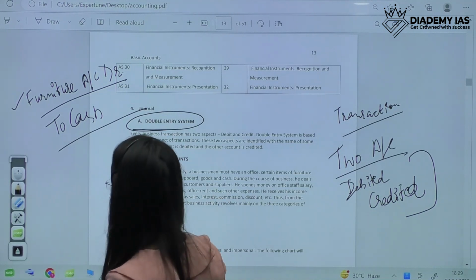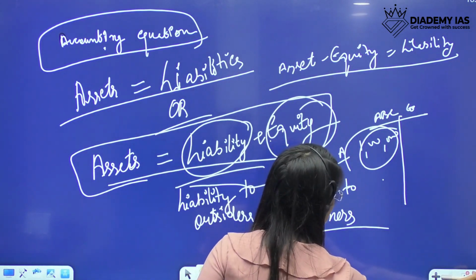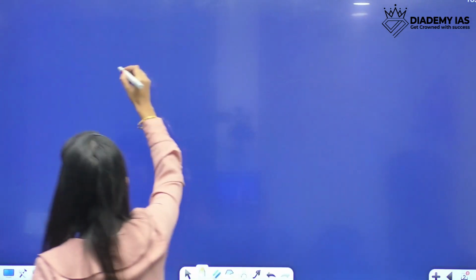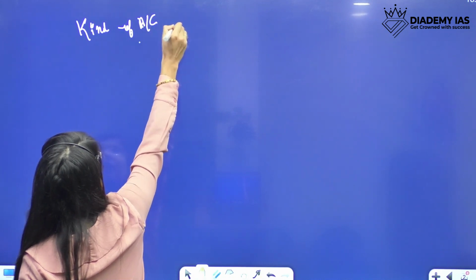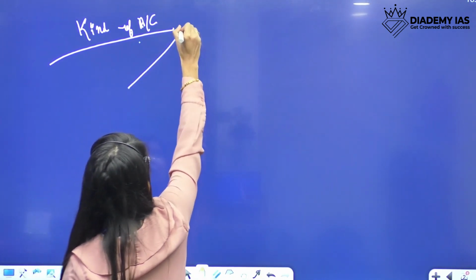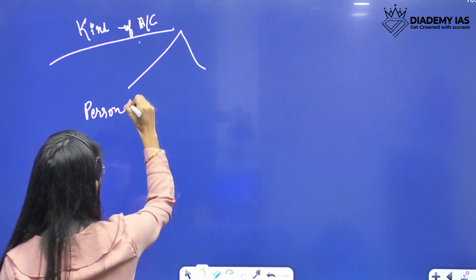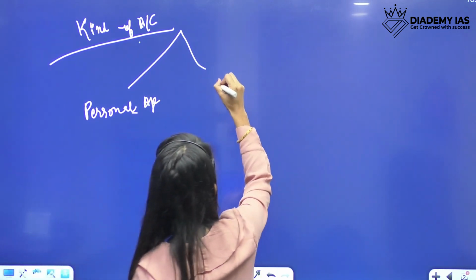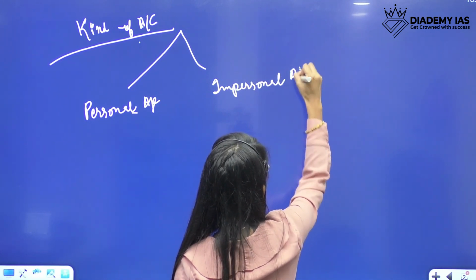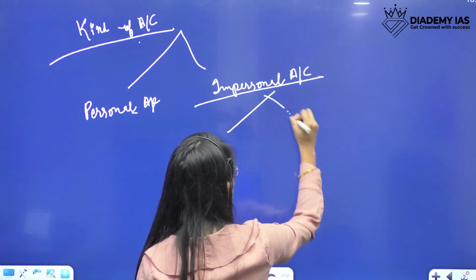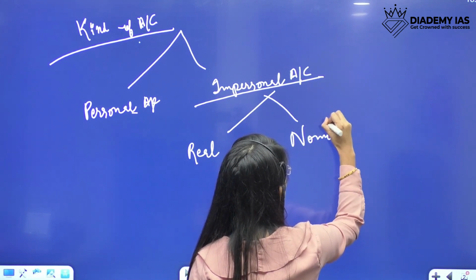Okay, so the next topic is kinds of accounts. This is also a very important topic. There are two types of accounts. One is personal account, another is impersonal account. Impersonal has then two, real and nominal.